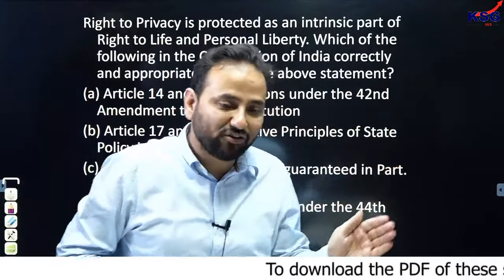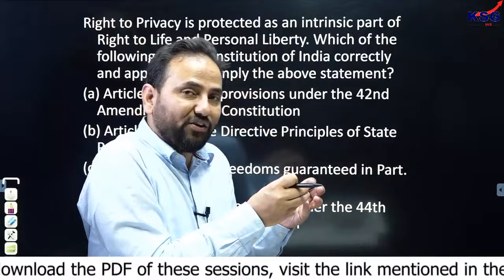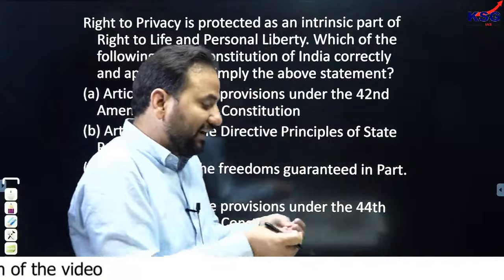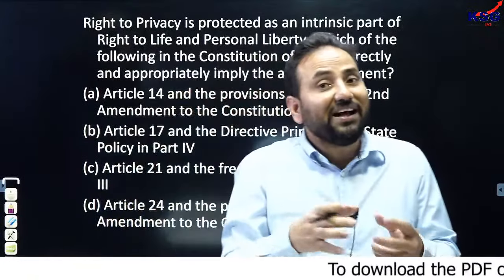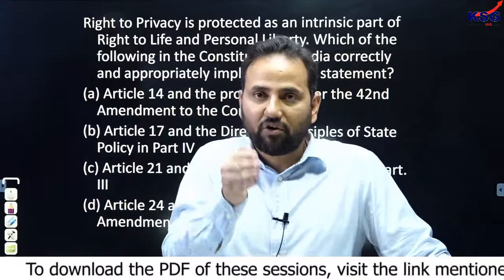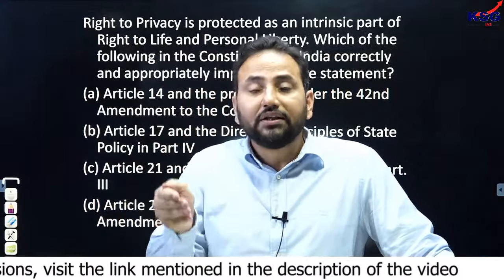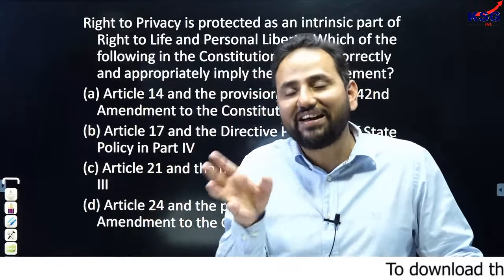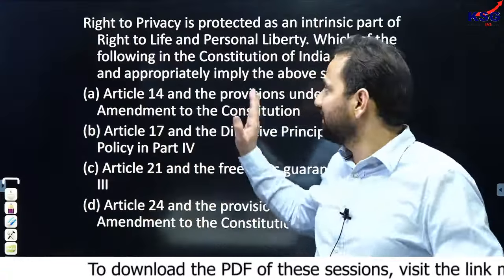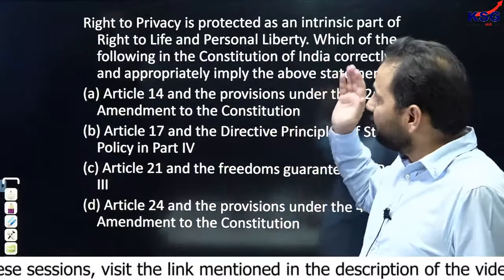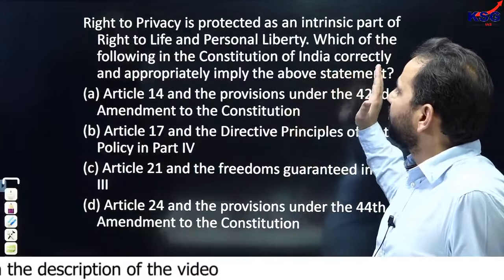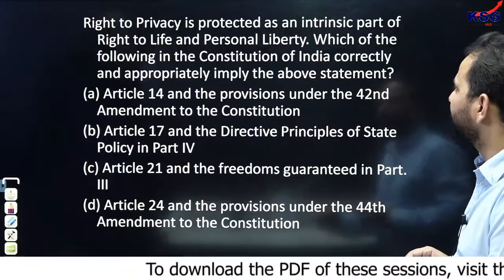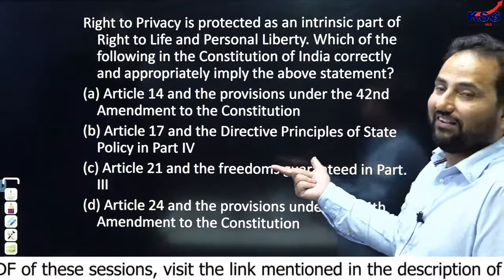UPSC has asked it clearly also, that right to privacy can be incorporated as a fundamental right under which article of the Constitution. So you have to understand Article 19 and Article 21 very clearly, and this golden trinity of articles, that is Article 14, Article 19 and Article 21, needs to be understood very clearly. Then only we will have conceptual clarity with reference to these fundamental rights. Let's come back to this question again. Right to privacy is protected as an intrinsic part of right to life and personal liberty. Which of the following in the Constitution of India correctly and appropriately implies the above statement? Right to life. Article 21.